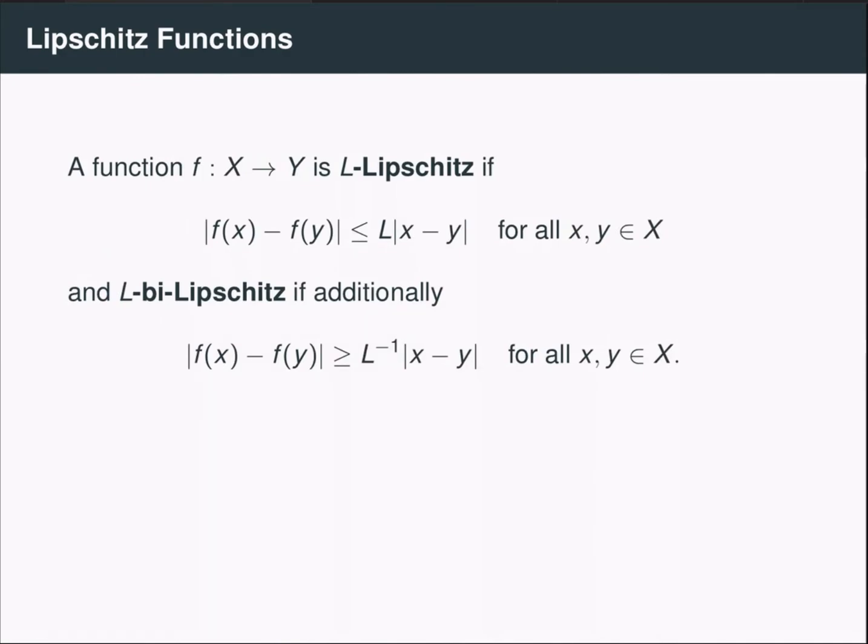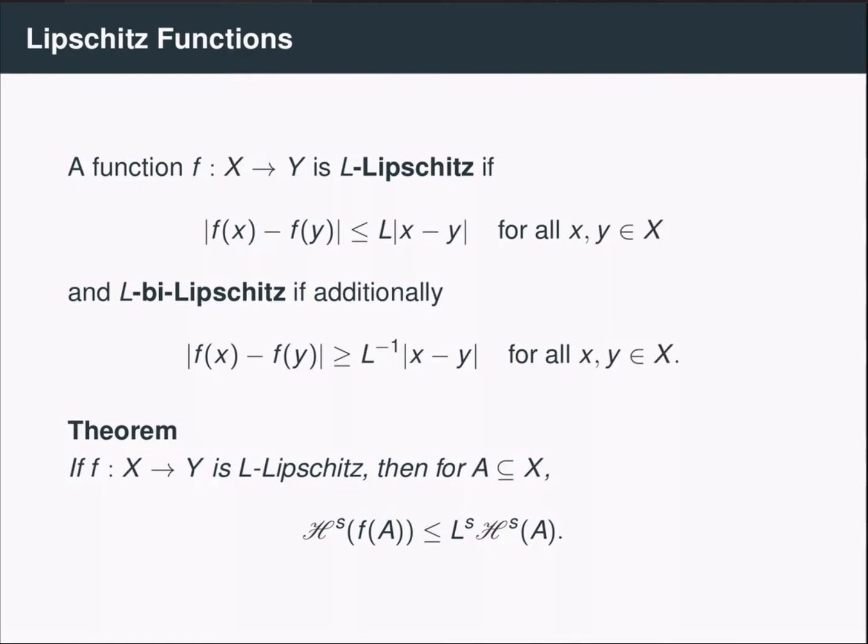Hausdorff measure also plays nicely with Lipschitz functions. So recall that a function f between two metric spaces is L-Lipschitz if f expands the distance between points x and y no more than a factor L. And it's bi-Lipschitz if its inverse is also Lipschitz. Then we have the following theorem that if f is a Lipschitz map from X to Y, then the s-dimensional Hausdorff measure of f(A) is no more than L to the power s times the original Hausdorff measure of A. So this is a sort of easy exercise that will give you some practice working with the definition of Hausdorff measure.